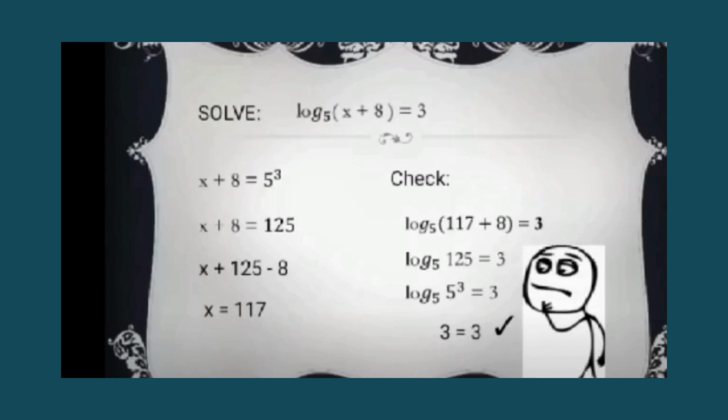Next, log of the quantity x plus 8 with a base 5 is equal to 3. x plus 8 is equal to 5 cubed, and x plus 8 is equal to 125. 125 minus 8, so x is equal to 117. So let's check. log of 117 plus 8 with a base 5 is equal to 3. Then log of 125 with a base 5 is equal to 3. 5 cubed with a base 5 is equal to 3. So this is a true solution.